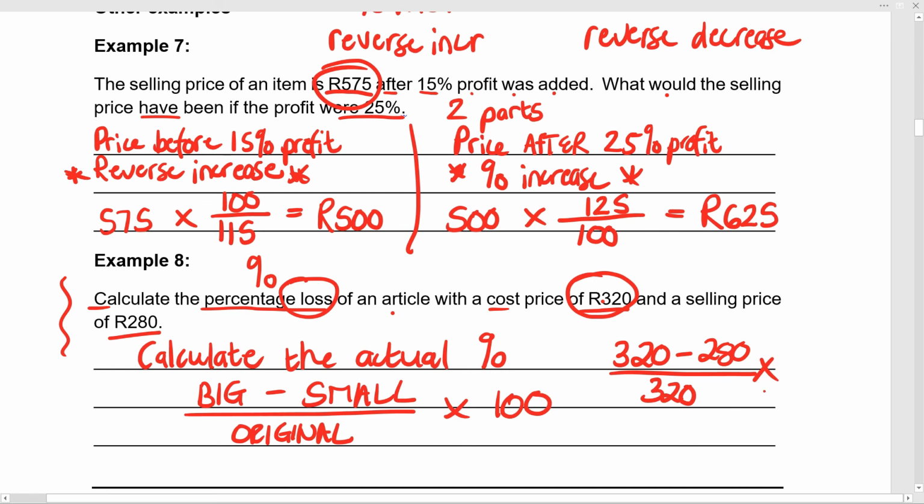And then I'm going to make this fraction into a percentage. And that will give me not an amount in rands, but an amount in percentage. 12.5%. What was it? Loss.